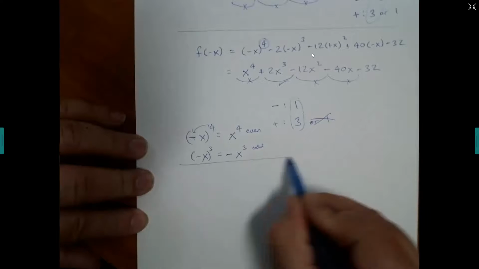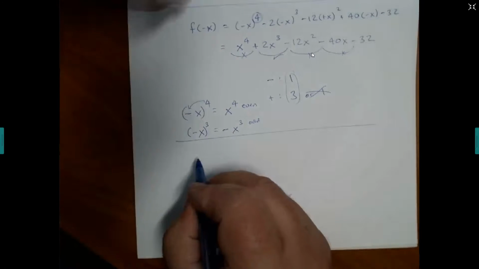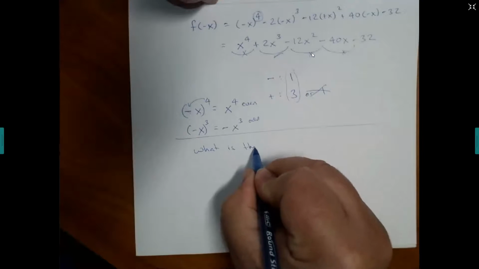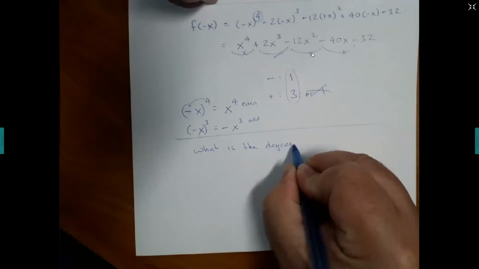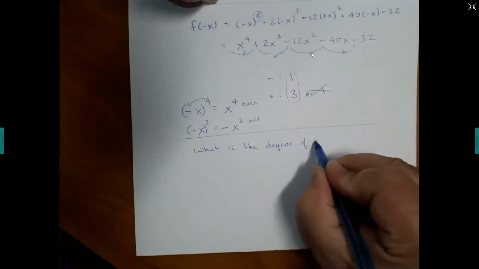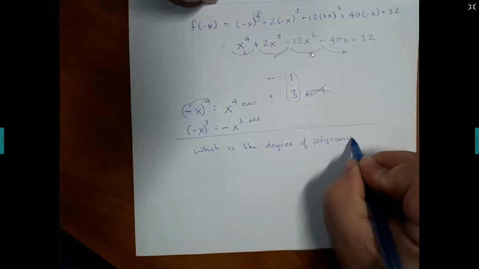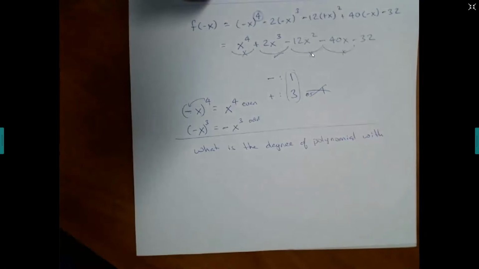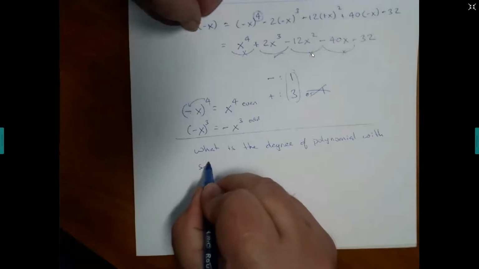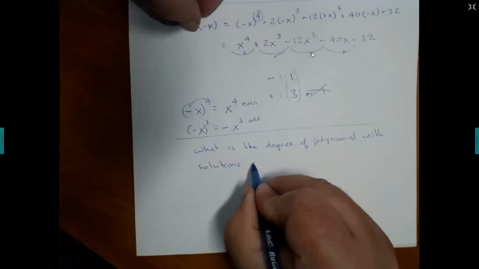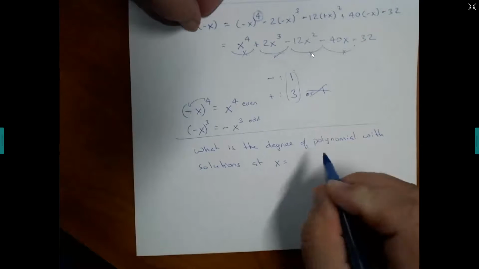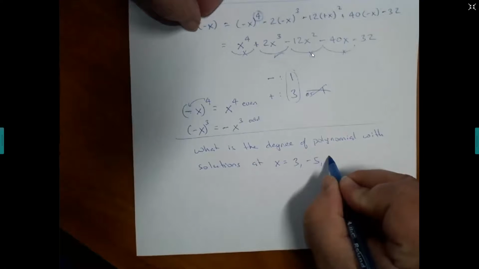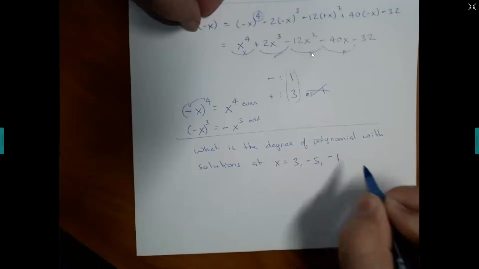Oh, okay. Let's work backwards. What is the degree of the polynomial with solutions at x equals 3, -5, and -1?